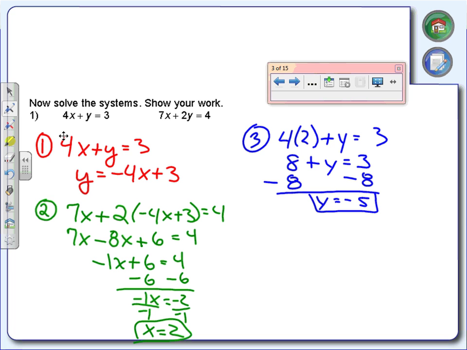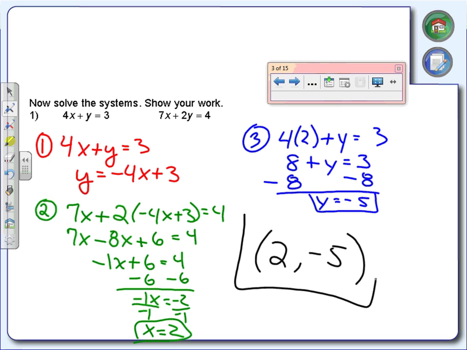However, don't leave your answer like that. I want you to write these answers as ordered pairs. So what's the ordered pair going to be? 2, negative 5 or negative 5, 2? 2, negative 5. X value has to come first. So there's our solution to the system.